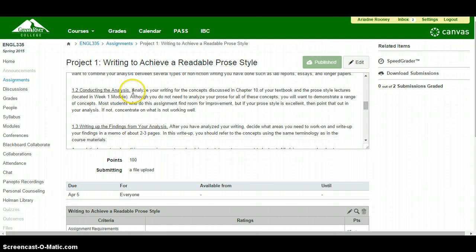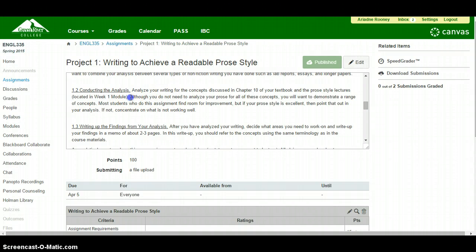Conducting the analysis. Analyze your writing for the concepts discussed in Chapter 10 of your textbook and the Pro Style lectures located in the Week 1 module. And remember, those concepts are things like sentence fragments and passive voice and excess words and long noun strings, stuff like that. Each one of those things is its own concept. You definitely don't have to address all of those concepts, but choose some that you find in your own writing. As a hint here, usually excess wordiness and passive voice are ones that nearly everyone finds in their original writing. So that can be a place to start.